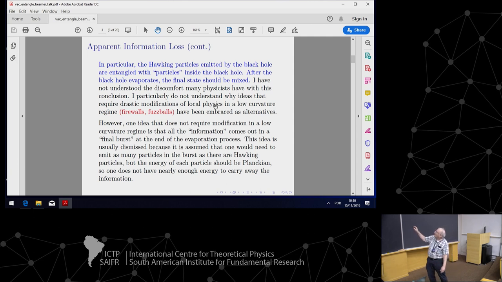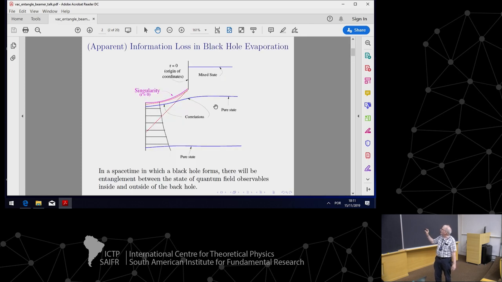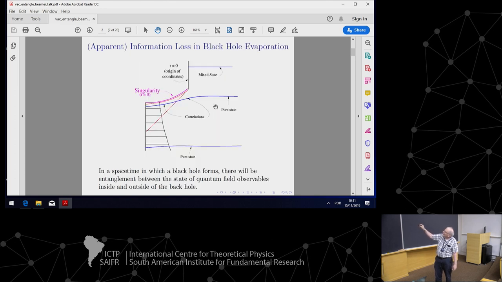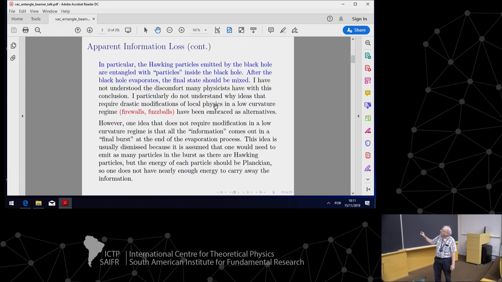So, repeating what I've said, the final state should be mixed. The overwhelming majority of physicists who talk or write about this are very unhappy with this. Of course, the overwhelming majority of physicists are string theorists or particle physicists, not general relativists or whatever. I've been involved in this for 40 years. I don't understand why people are so unhappy with ending up with a mixed state that they are willing to endorse really radical ideas like firewalls, which is basically the idea that the correlations don't exist across this horizon, or they get destroyed in some way, which will automatically make the horizon singular. The fuzzball idea is even more radical, that you don't even form a black hole in the first place.